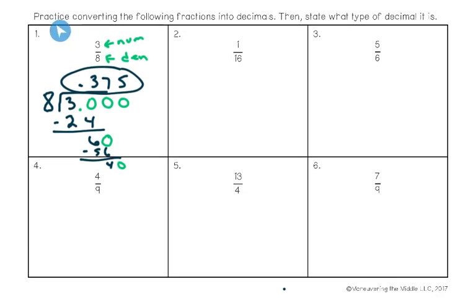The instructions for this say practice converting the following fractions into decimals. We've already done that for the first one. Then state what type of decimal it is. So let's look at what we just saw with 3 divided by 8. We got 0.375. And like we just said, this is a terminating decimal. Let's go ahead and look at number 2, the next example. If you think you can do this by yourself, feel free to pause and then keep trying it and then press play whenever you're ready to check. But if not, follow along with me and then pause whenever you think you're ready to try it.